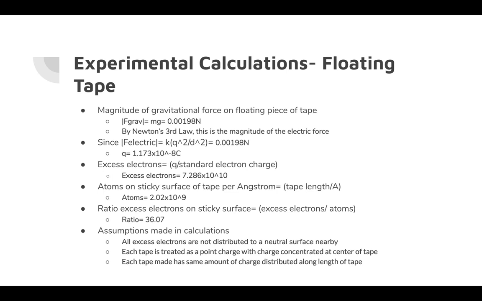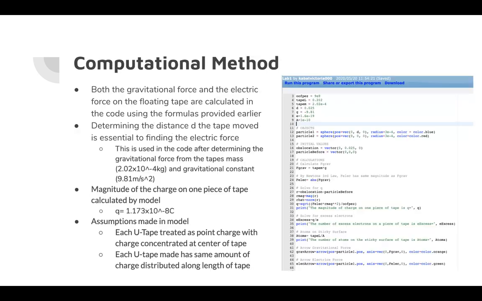Assumptions made in the calculations were that all excess electrons are not distributed to a neutral surface nearby, that each of the tapes is treated as a point charge with charge concentrated at the center of the tape, and that each tape has the same amount of charge distributed along its length.